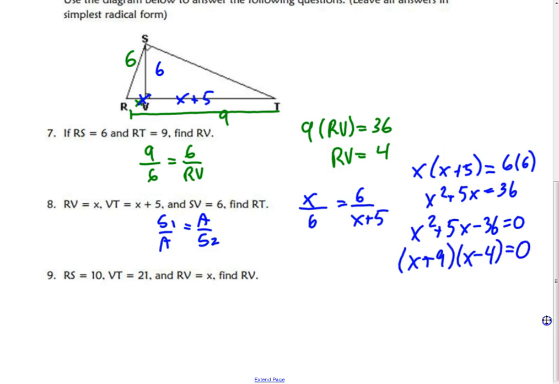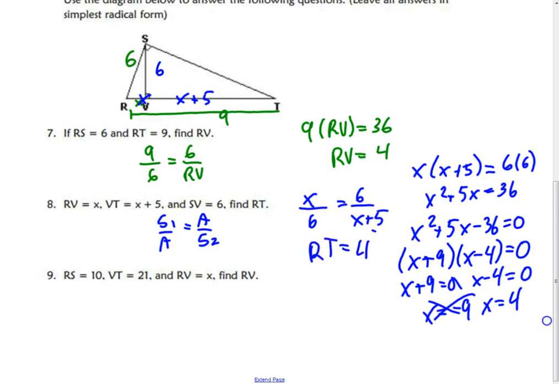Sometimes people who do a lot of math in their head make a mistake in a question like this, especially if it's a multiple choice question: they'll pick 9 as the answer and not finish solving it. Like x plus 9 equals 0, x minus 4 equals 0. So x would be negative 9 and x would be positive 4. And we would reject the negative 9 because you can't have a negative length. And since it said find RT, RT equals 4.